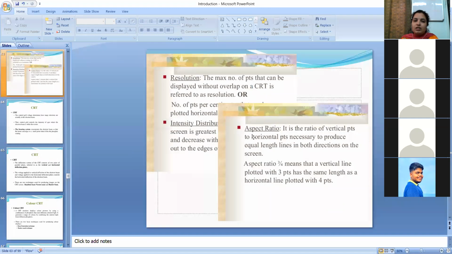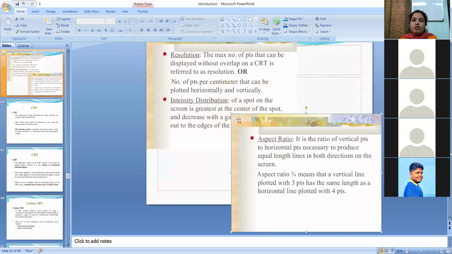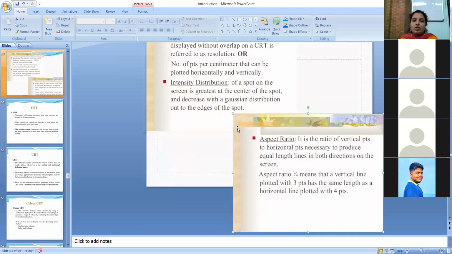Then we have already seen what is resolution. It is nothing but the maximum number of points without overlap, that is, distinct points. Then intensity distribution. The intensity distribution of a spot on the screen is greatest at the center of the spot and decreases with a Gaussian distribution out to the edges.